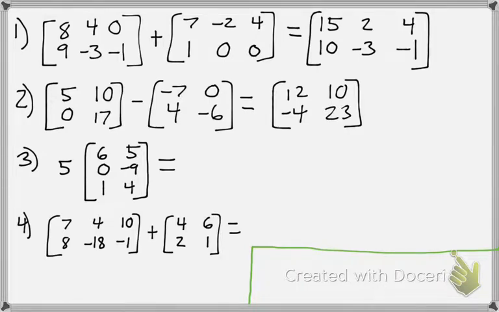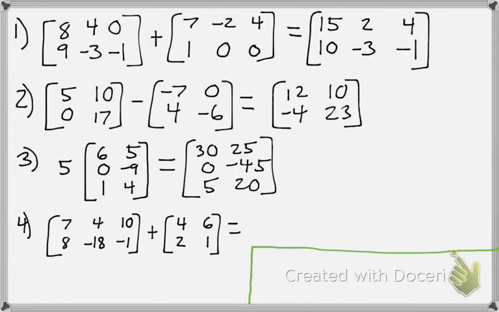Looking at number 3, we are taking a number multiplied by a matrix. So this is not the same thing as a matrix multiplied by a matrix, that's something else. But this is what's called a scalar multiplied by a matrix. So in order to do that, we just need to take the 5 and multiply it by each of the entries. So 5 times 6 is 30, 5 times 5 is 25, 5 times 0 is 0, 5 times -9 is -45, 5 times 1 is 5, and 5 times 4 is 20.